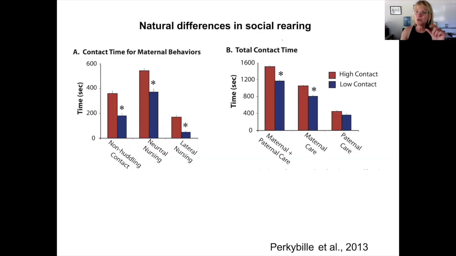Okay, what's really cool about this, and I want to say that high contact parents are not better parents and low contact parents are not crappy parents. It's just this natural variability. And you can imagine any scenario where having a lot less contact would be better. But what's really cool about this is that we can actually quantify the amount of times that the parents touch the offspring. And this is such quantification. You can see it's significantly different. High contact is in red and low contact is in blue. So this is maternal contact and this is maternal and paternal contact. And you can see these differences.